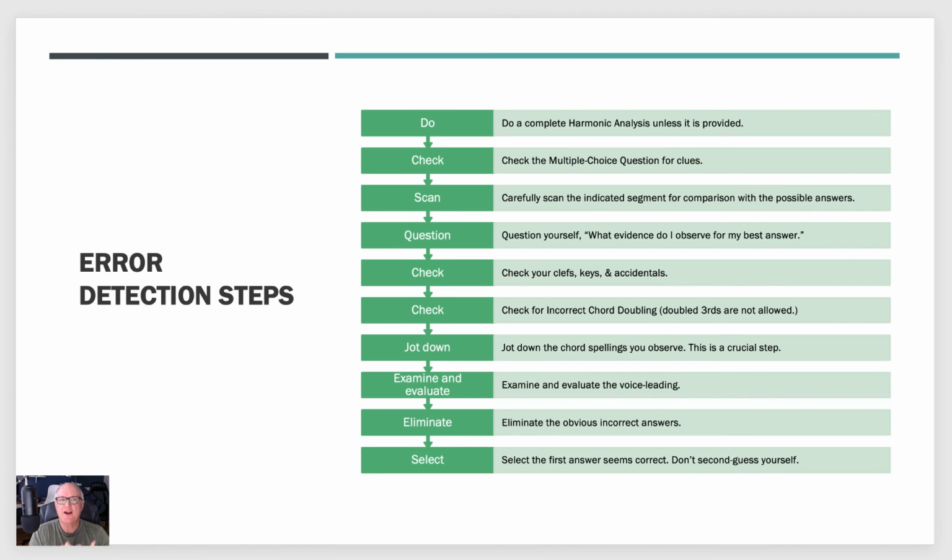So here are your error detection steps. And I would refer back to this or maybe even print off this particular page. Do a complete harmonic analysis unless it's provided. Check the multiple choice questions for clues. Carefully scan the indicated segment for comparison with the possible answers. Question yourself, what evidence do I observe for my best answer? Check your clefs, keys, and accidentals. Check for incorrect chord doubling. Doubled thirds are not allowed. Jot down the chord spellings you observe. This is a crucial step, and you can put that anywhere on the page.